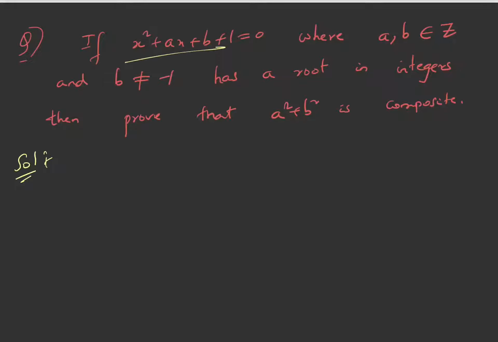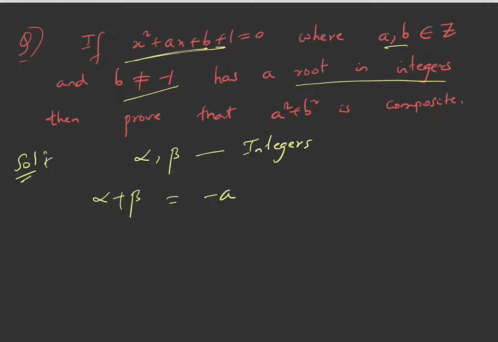Yes, so you see that this is a quadratic equation. A and b are integers, b is not minus 1, and it is given that the roots are integers. It means what? The roots of this equation are alpha and beta. These are integers, right? So let us write sum of roots. Sum of roots will be minus a. Product of roots will be b plus 1, right? Sum of roots is minus of x coefficient by x square coefficient 1, and product of roots is constant c by a. C is b plus 1, right? So here the entire b plus 1 is the constant term.